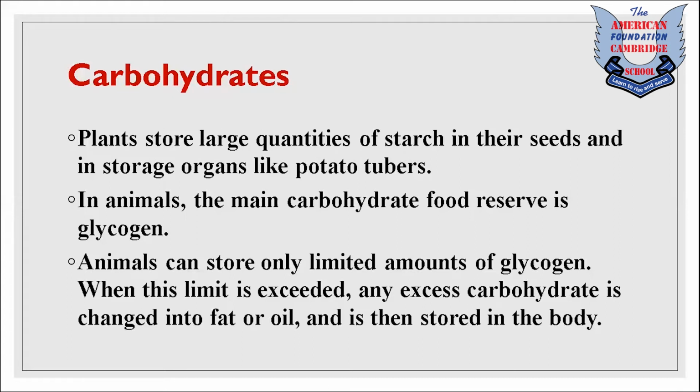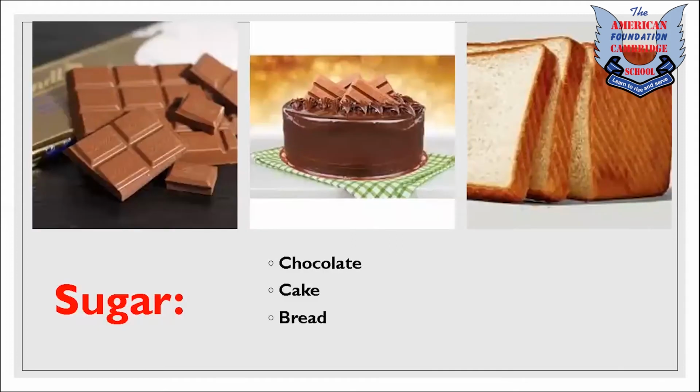Okay, when this limit is exceeded, any excess carbohydrate is changed into fat or oil and is then stored in the body. How are fats stored in the body? When excess carbohydrate is converted into fat or oil, then fats and oils are formed and stored in the body. Clear?